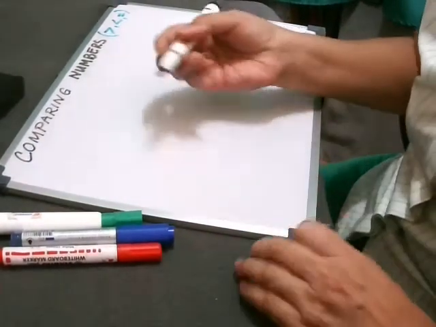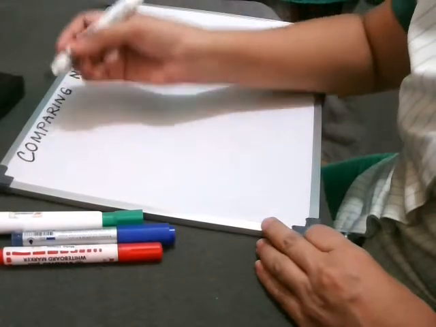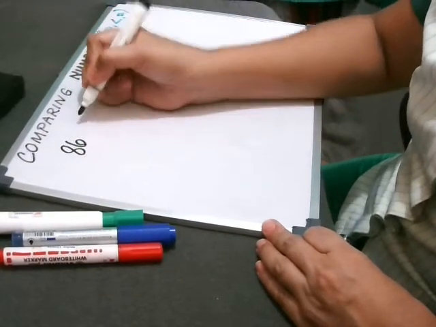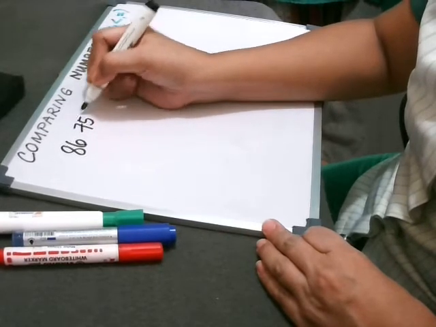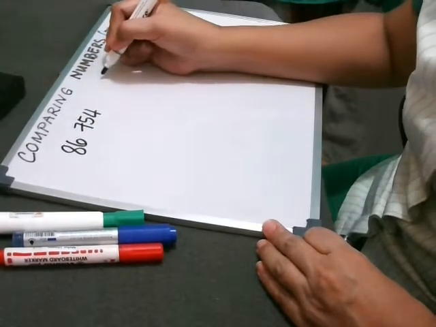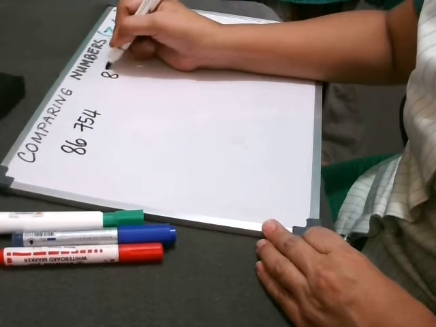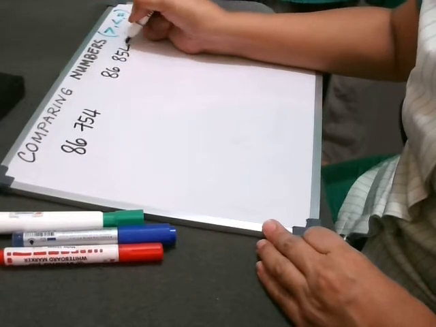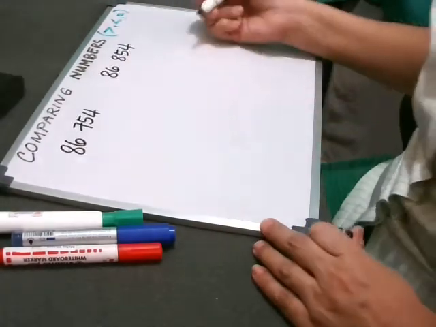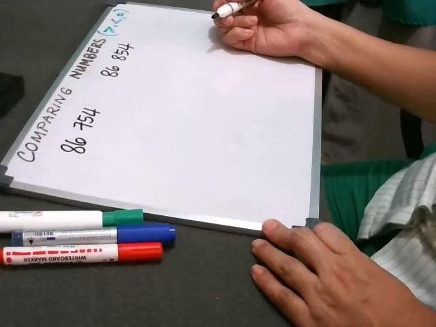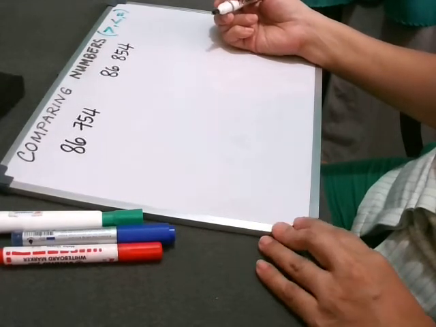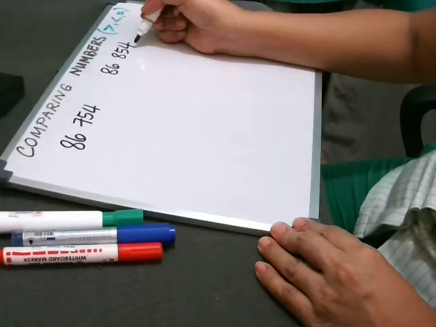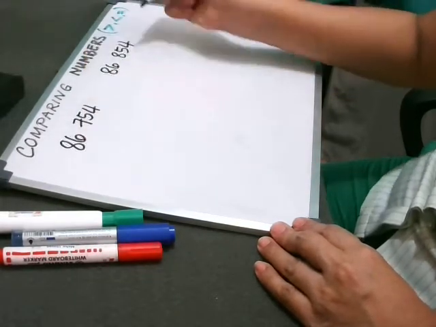So I have here examples for you. Let's have this number, and the other one is this. So how are we going to compare this big number? First of all, be sure that you know the value of each digit of the numbers here.